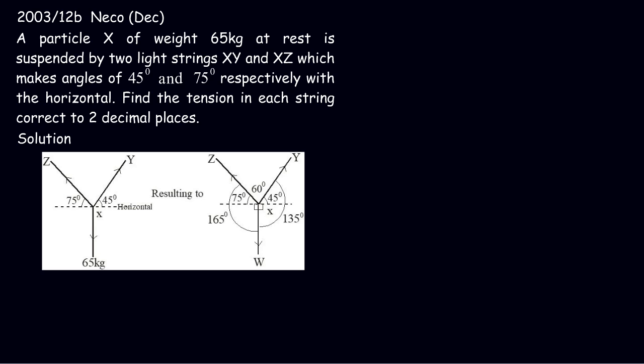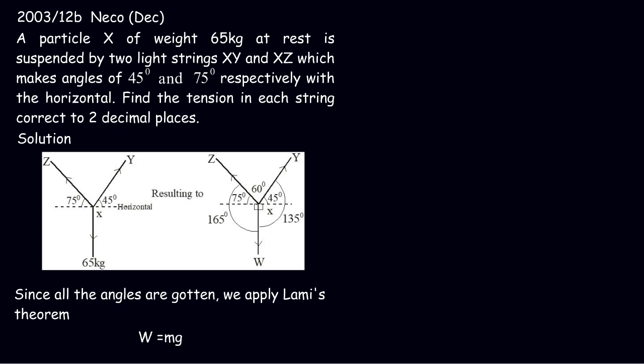Now for angles on a straight line, 75 plus the angle between Z and Y plus 45 will be equal to 180, which will make the angle between Z and Y to be 180 minus 120, which is equal to 60 degrees. Having simplified our angles, we can now apply Lami's theorem. But first of all, we have to convert our weight from kilogram to Newton. We know that W is equal to mg, which will make W equal to 65 times 10, which is equal to 650 Newton.